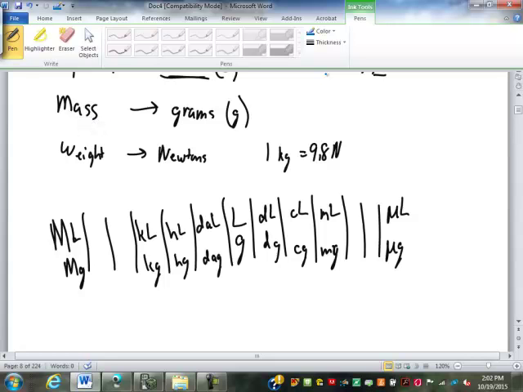Megaliter is almost never used. A kiloliter is 270 some gallons. A megaliter is just way huge, 270,000 gallons. It just doesn't, it's not practical.